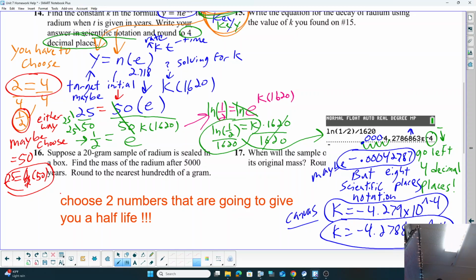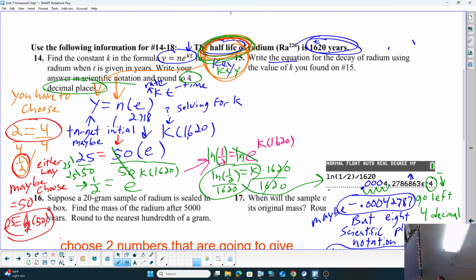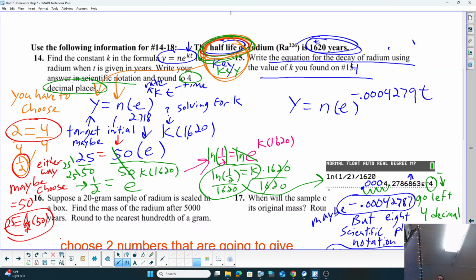Okay, cool. So now that we found what K is, now they want you to write the equation for the decay of radium using the value K you found on number 14. So write the equation. We go y is equal to the initial e power, and then we have our negative 0.0004279, and then times t. And so that is basically the equation there.